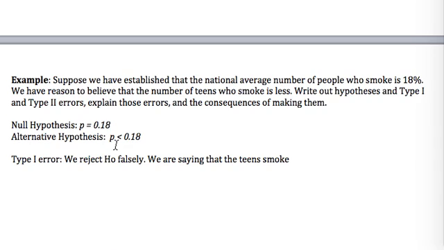We think that the teens in our community are good, law-abiding citizens. They don't smoke very much. That's why we're thinking about that, right? So if we reject, we're saying that teens smoke less than the national average. Here it comes. You ready for it? When, in fact, they don't.